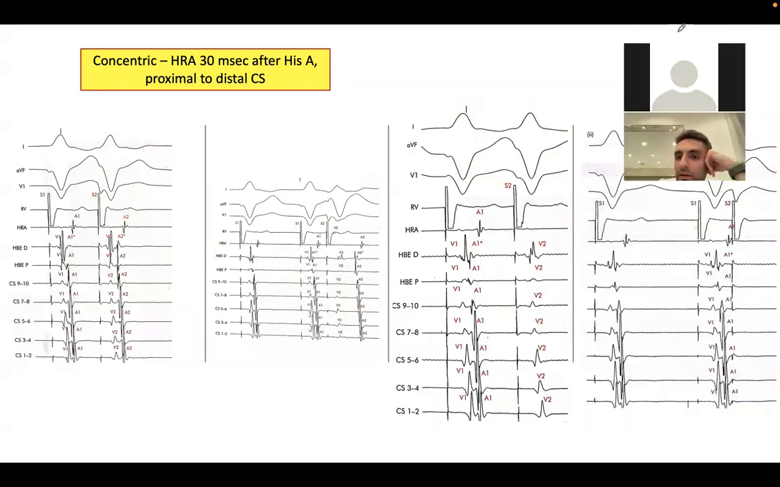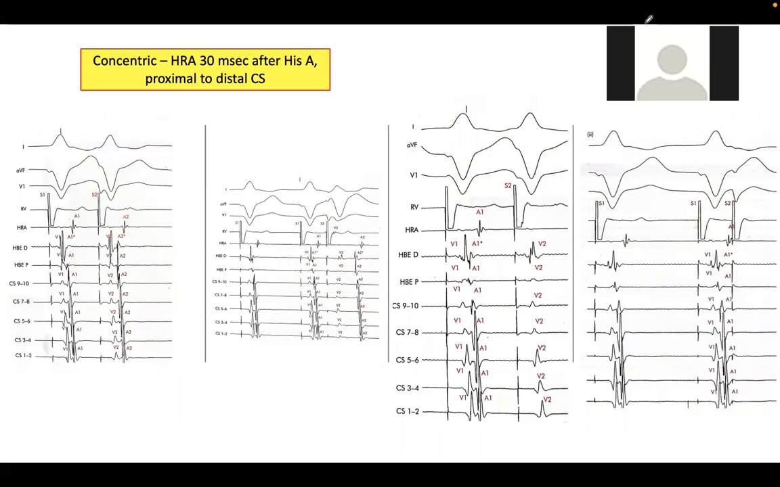This looks normal because the His on A is coming first. Excellent. So you are V pacing here, and you will see the earliest A at the His distal, or maybe His proximal. It's difficult to tell, but they are roughly on time. Definitely before your CS, and your CS goes from proximal to distal. Your high right atrium A is late. In other words, that's normal, concentric atrial activation.